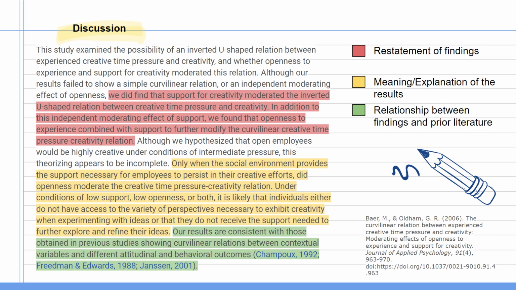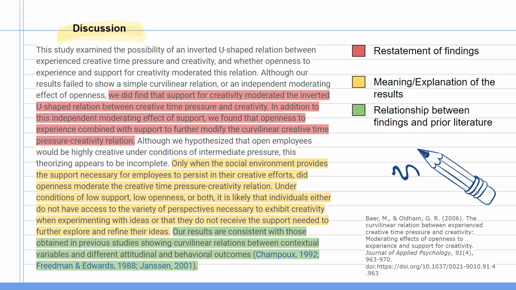But the yellow section is your best friend. That's where they explain the meaning of the results. That's where they tell you why they matter. That's where they tell you what it implies. Once you read that, you will know for sure what they found.